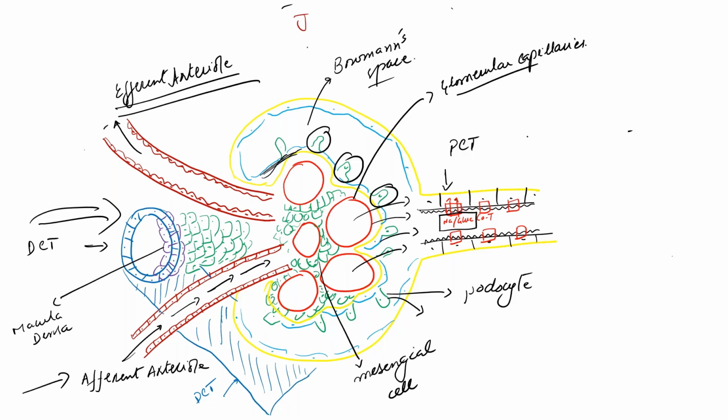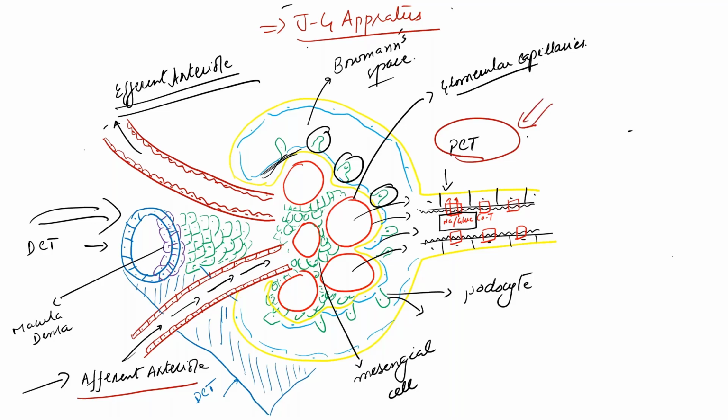So this is the JG apparatus. I'm going to explain that a little bit. We have the afferent arteriole here, which eventually divides into the glomerulus, and then we have the efferent arteriole. We have the proximal convoluted tubule on this side, and then we have the distal convoluted tubule.